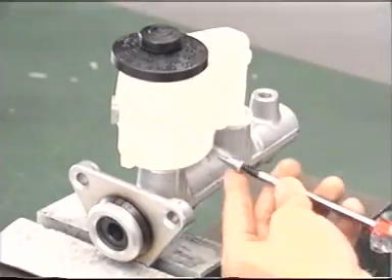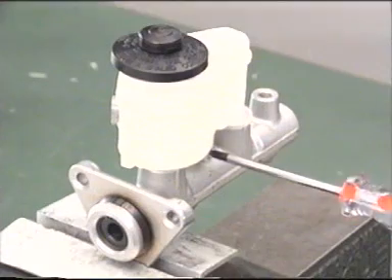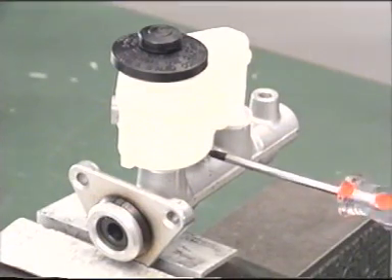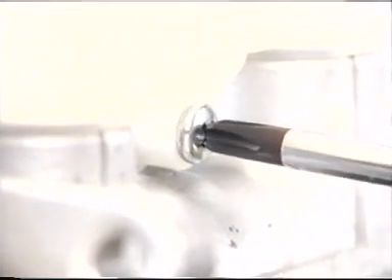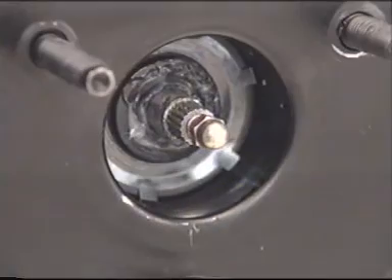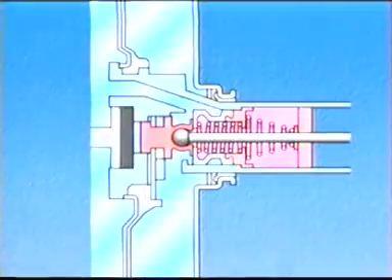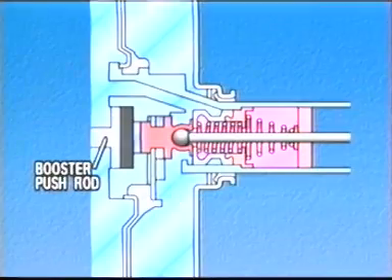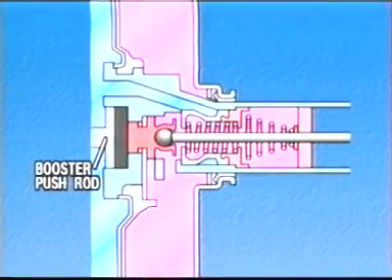Install the reservoir. The set screw will not tighten down the reservoir, therefore a clearance exists, but do not insert washers when tightening. Adjust the length of the brake booster push rod. This is to create an appropriate clearance between the master cylinder piston and the booster push rod.